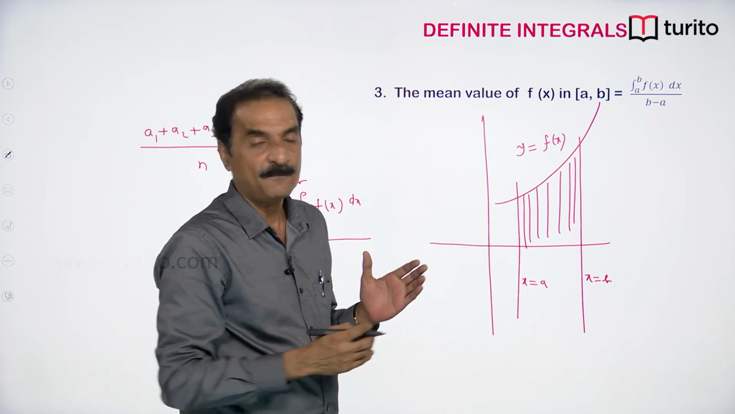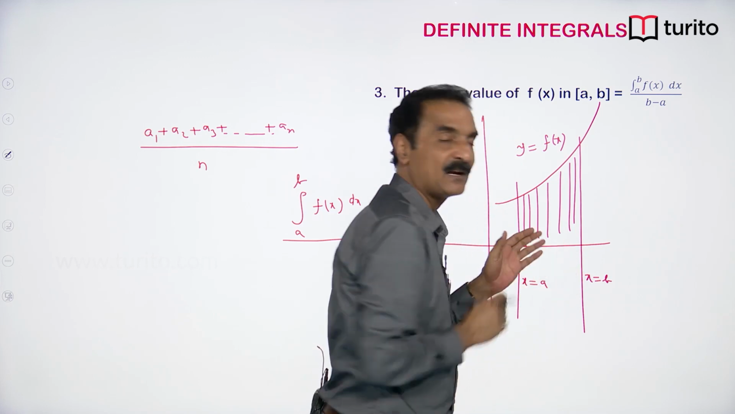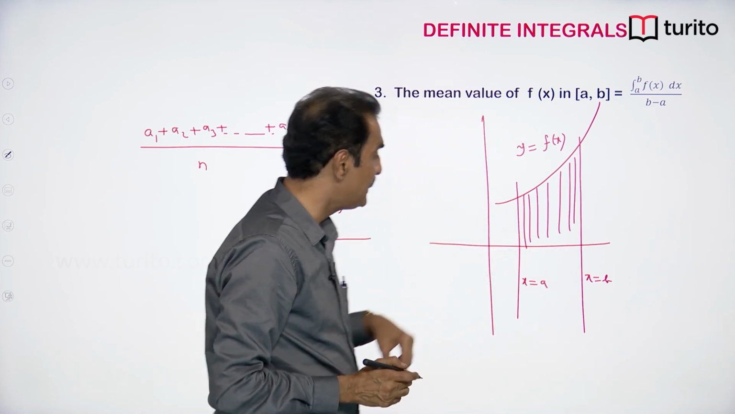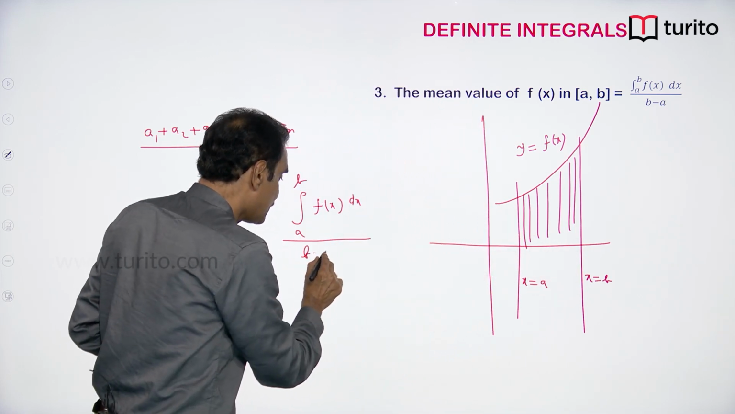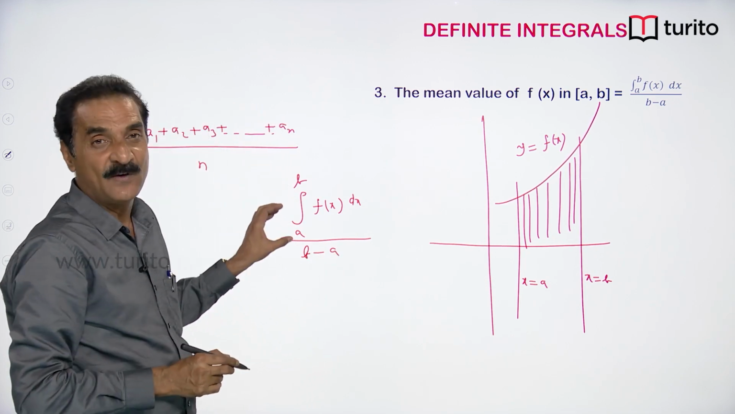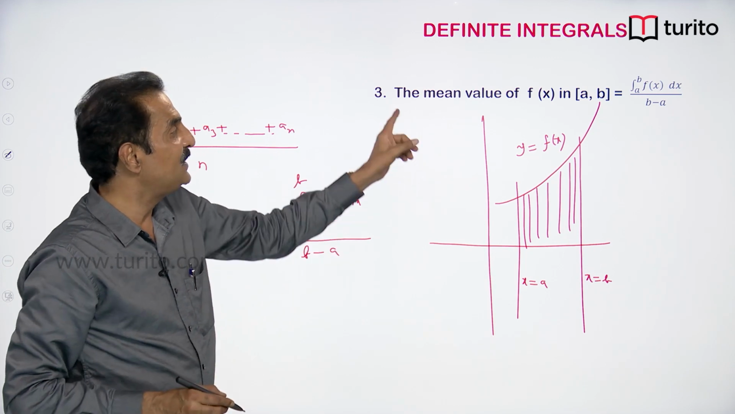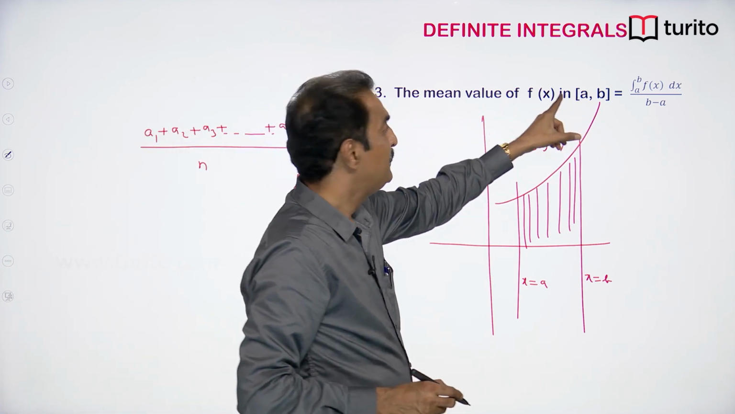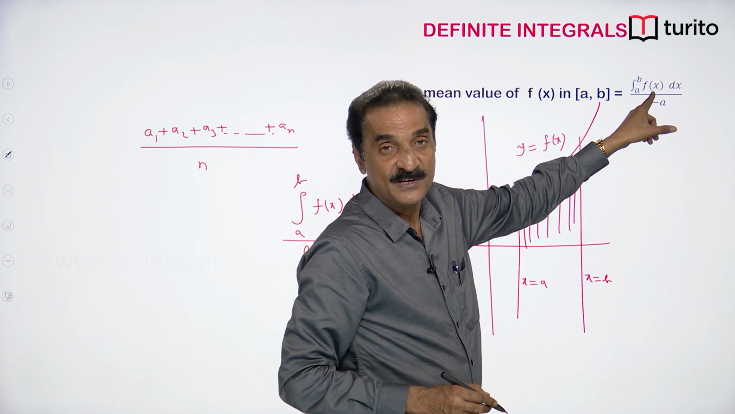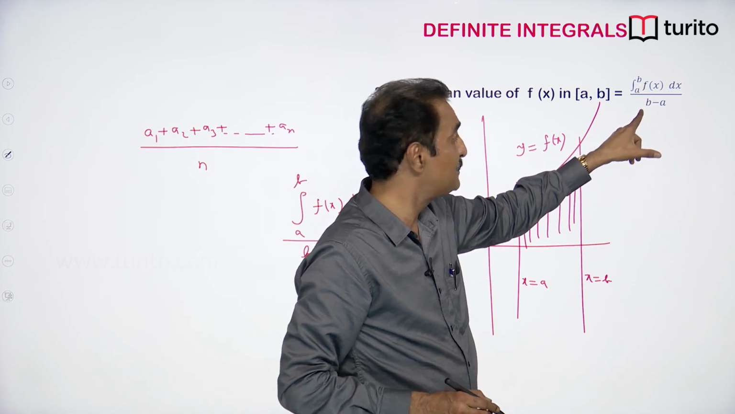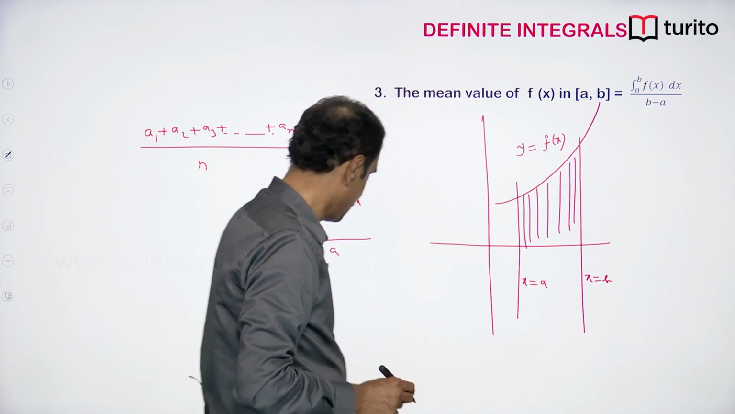So, instead of the number of values, we take the length of the interval. What is the length of the interval? B minus a. So, this is the mean value or average value of the function in the interval a to b. So, you have to remember that the mean value of f of x in the interval a to b is integral a to b f of x dx by b minus a. Okay.